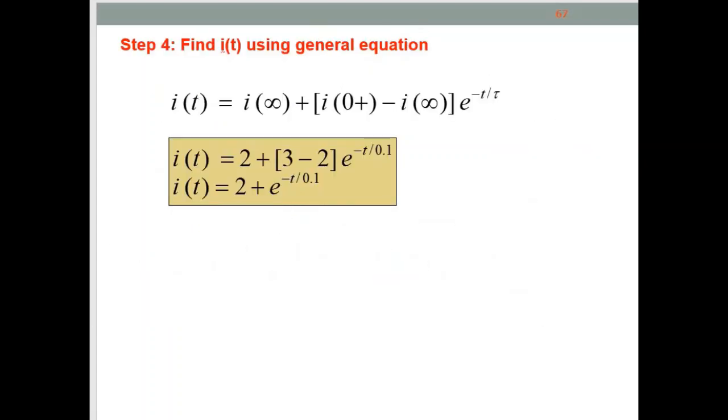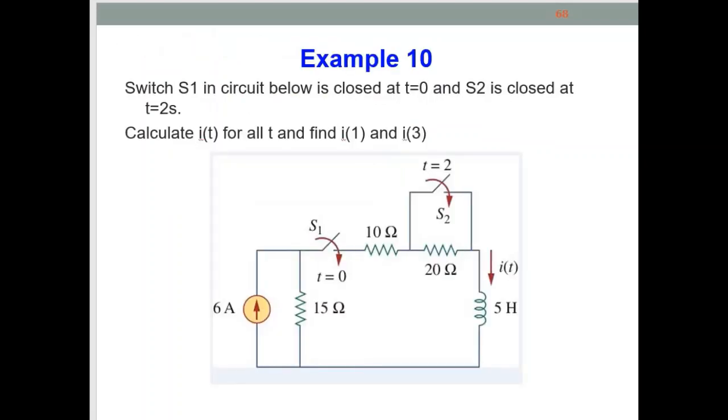So up until there. Okay, next we continue with example 10. Example 10 solution is a bit difficult because this circuit has 2 switches, S1 and S2, and the time for switch on is different. See S1, the time for switch on is t equal to 0, while S2, the time for switch on is t equal to 2 seconds. We are required to find the I for the inductor when t equal to 1 and 3.